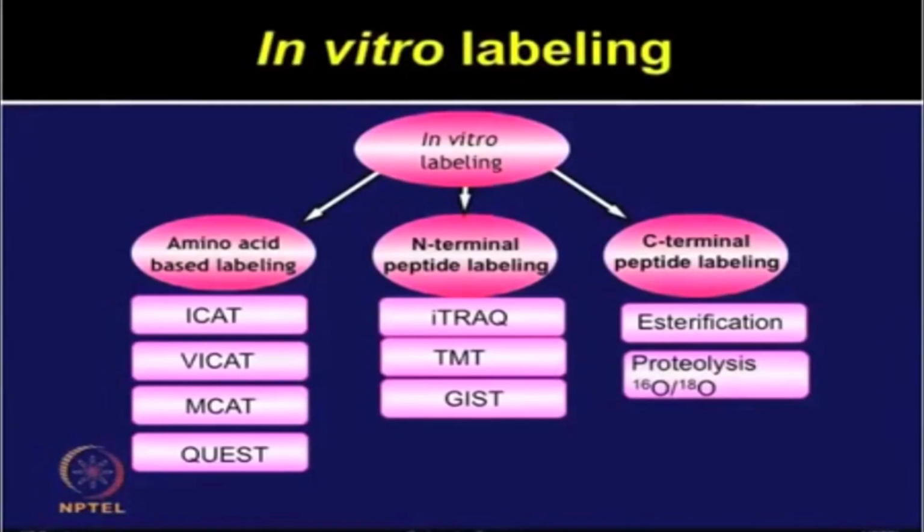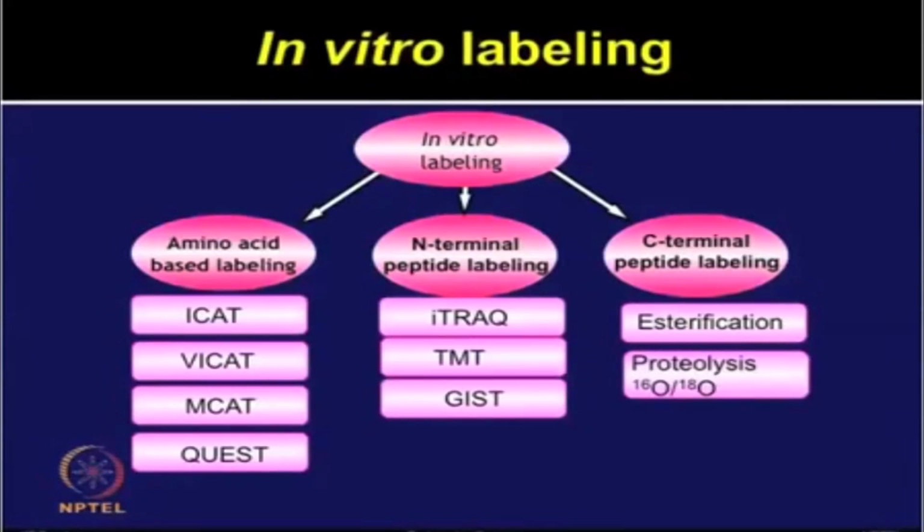So, in vitro labeling can be of three different types: amino acid based labeling, N-terminal peptide labeling, and C-terminal peptide labeling. In the amino acid based labeling such as ICAT or isotope coded affinity tag, there are other amino acid based labeling methods as well, such as VICAT or visible isotope coded affinity tag, MCAT or mass coded abundance tagging, QUEST or quantitation using enhanced signal tags.